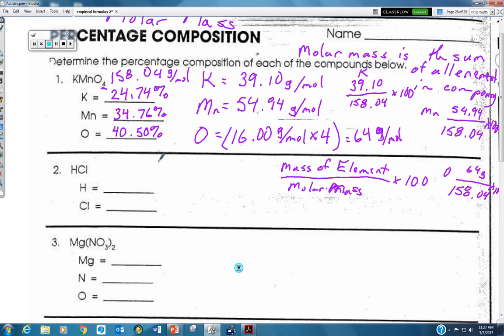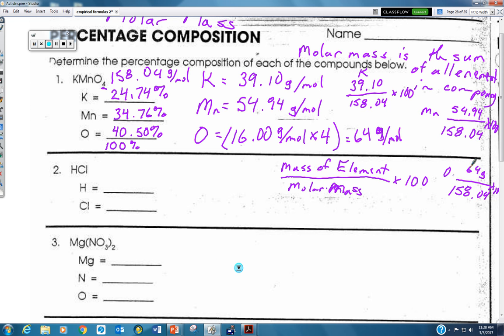40.50% after rounding. And as with any percent composition, when you total up the percentages, you should get pretty close to 100%. There is a little bit of room for error depending on if it's experimental data or just given data. Sometimes you might come out like 99.9 or 99.8. You just want to be within pretty good range of 100%.